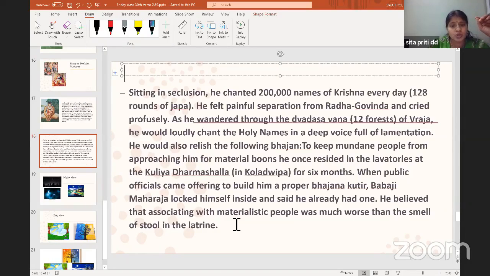He believed that associating with materialistic people was much worse than the smell of the stool in the latrine. See, he considered that if I associate with all these materialistic people, my views and thoughts will also change. So I do not want any of these materialistic people in my life, he said, and he used to stay away from them. These are the two examples, about Prahlad Maharaj and about Babaji Maharaj, that we learned today.